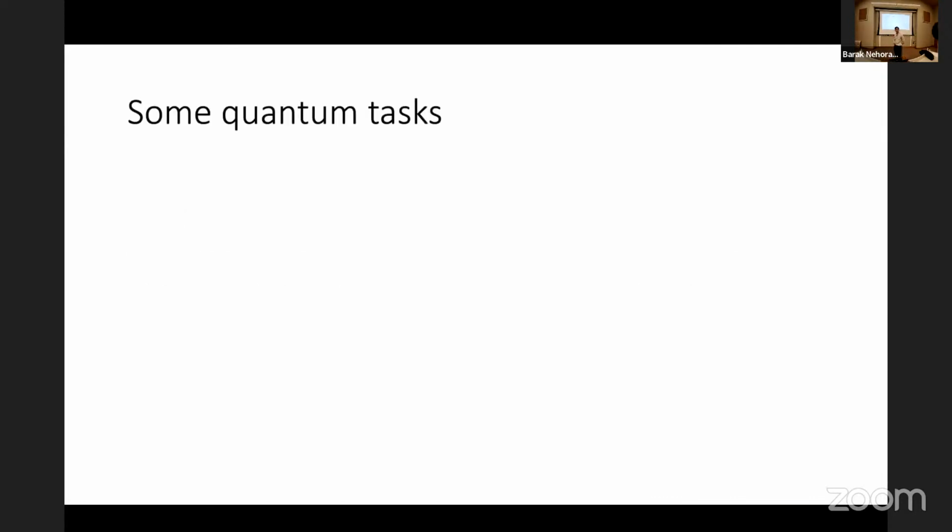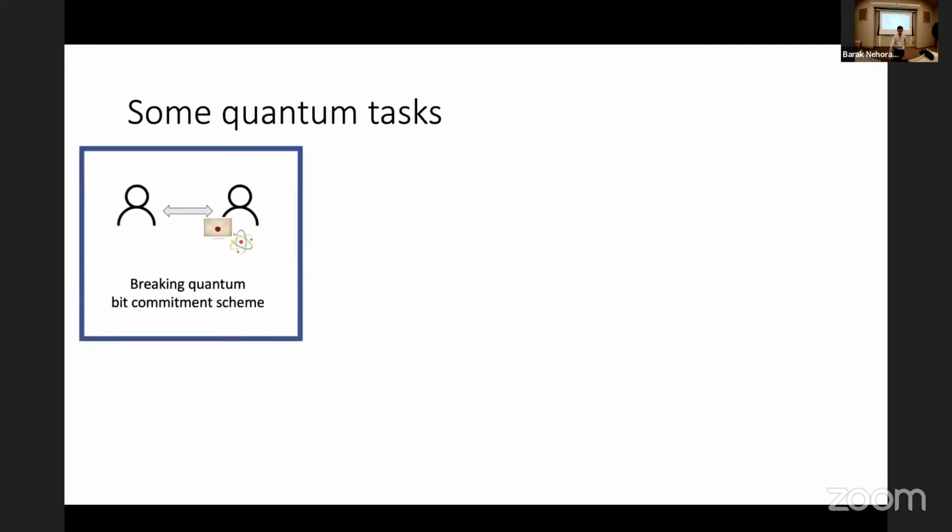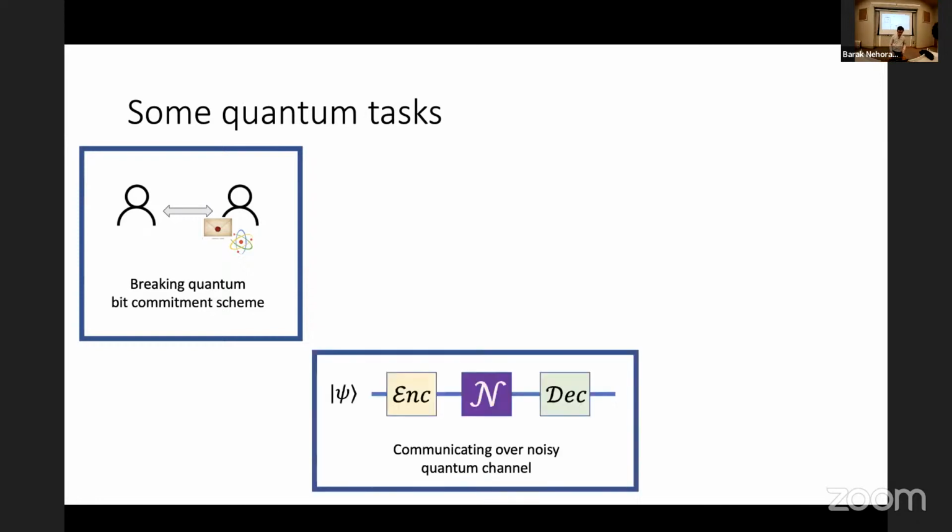So here are some quantum tasks that I want to think about in particular. They come from all over the place. The first one is the task of breaking the security of a quantum bit commitment scheme. A bit commitment scheme is a cryptographic concept. Basically, you want to capture the idea of being able to put a message in a sealed envelope and give it to someone. But you want to do this now in the quantum setting. And the task here is to essentially break the seal of this quantum envelope, right? I'll get more into this later, but this is one task.